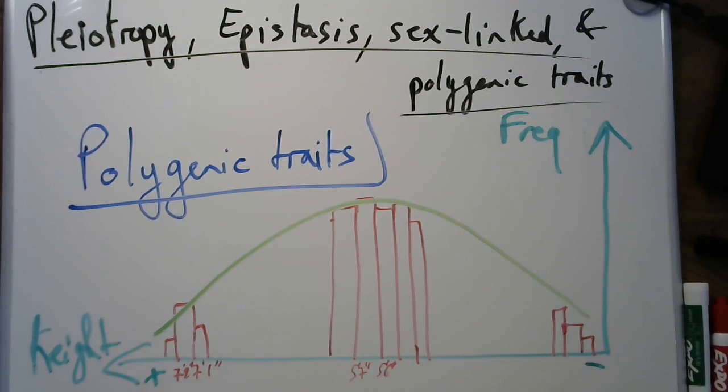If you see 1 or 2 bars or 4, it's probably a monogenic trait. Okay, and that's it. There you go.